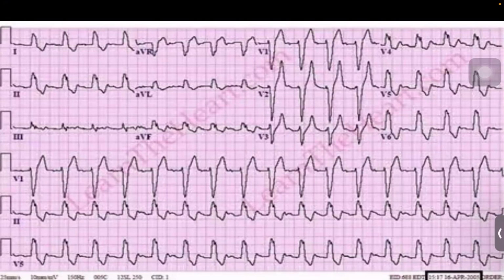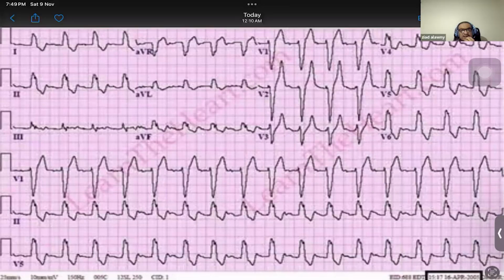This is the ECG that we did. What is this? What biochemical abnormality can be there with this ECG? Hyperkalemia, this one will come, yes. So this is hyperkalemia. So what is the immediate treatment?